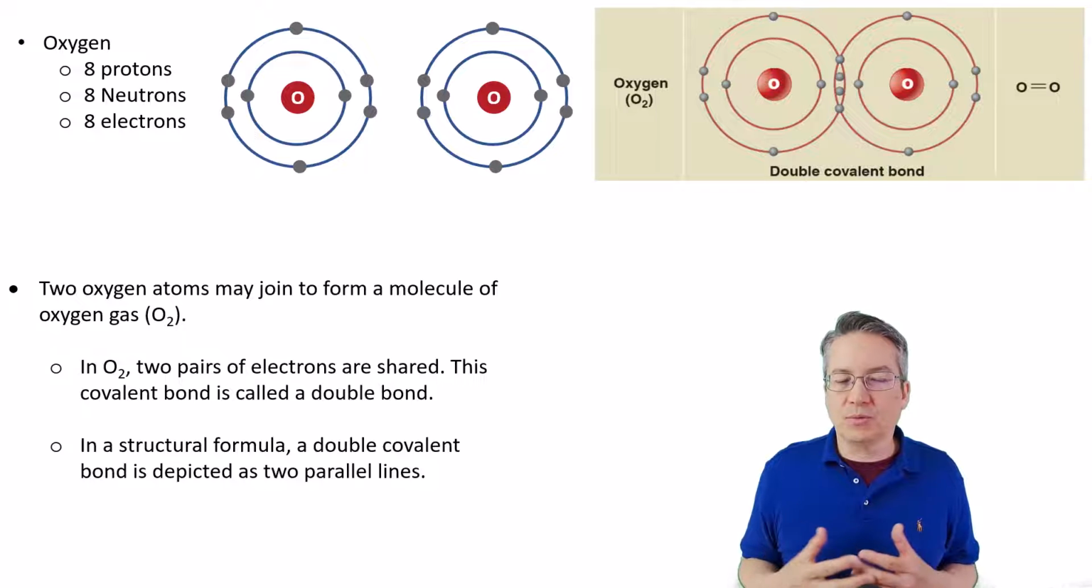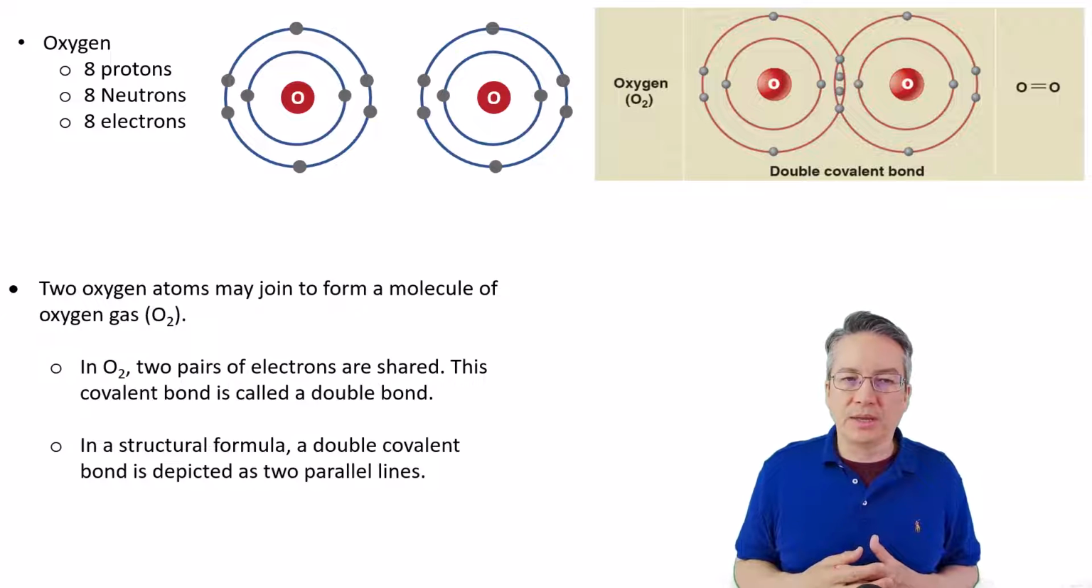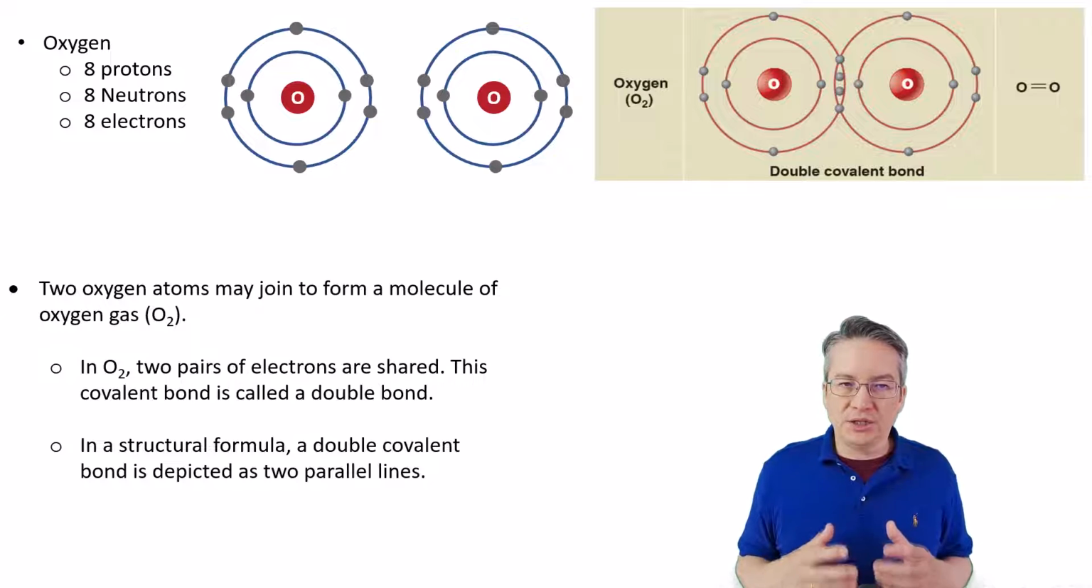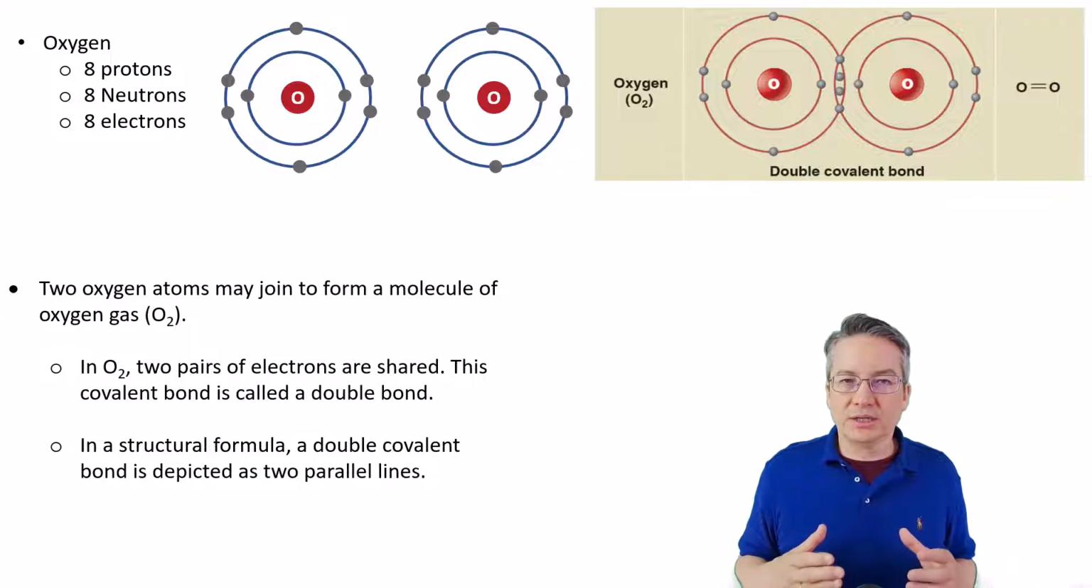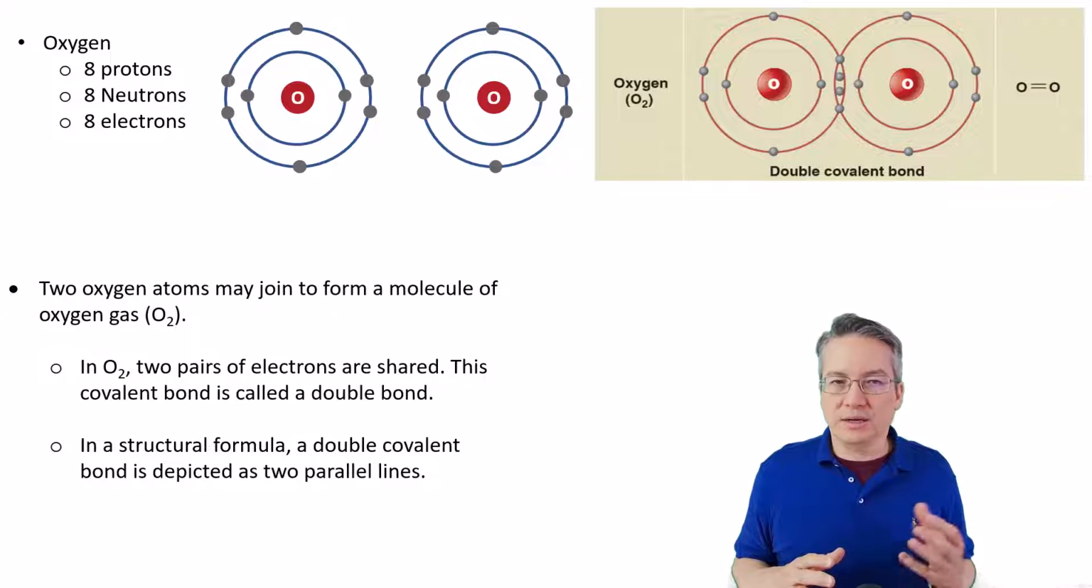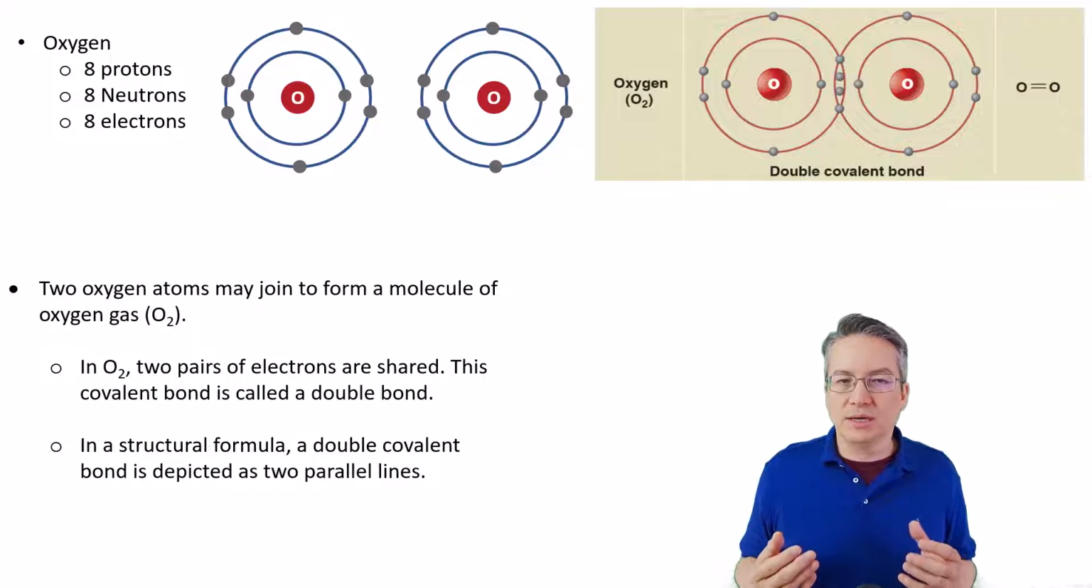Now let's try and understand why a double bond is necessary here. Well, if we look at the individual oxygen atoms, you can see that the first shell holds 2 electrons. Well, that's good, that's stable. But then if you go to the outermost shell, which is the next shell, you'll see that there's 6 electrons in that outermost shell. Well, it turns out that an atom will be more stable if it has 8 electrons in that second shell. So in order to do that, an oxygen atom needs to share 2 pairs of electrons with another oxygen atom.